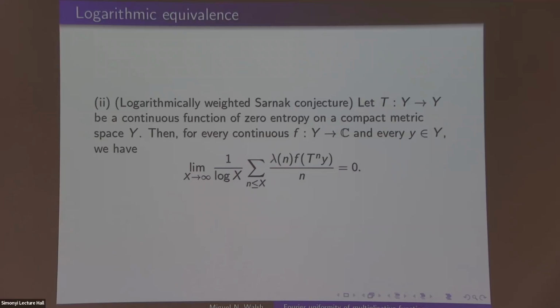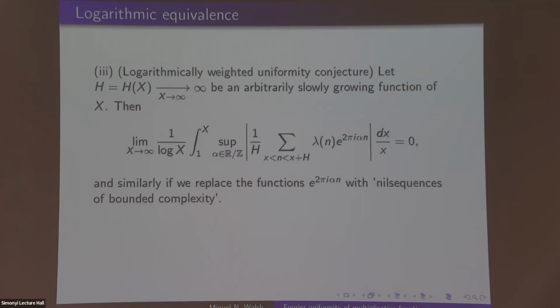And not only that, but both statements are equivalent to doing the same thing to the uniformity conjecture, where h is an arbitrary slowly growing function of x. And you look at the limit of this expression, the same as before, where the only difference is that for the interval that starts at little x, you are adding a weight of 1 over little x. And it is similar if you replace the exponential functions with sequences of bounded complexity.